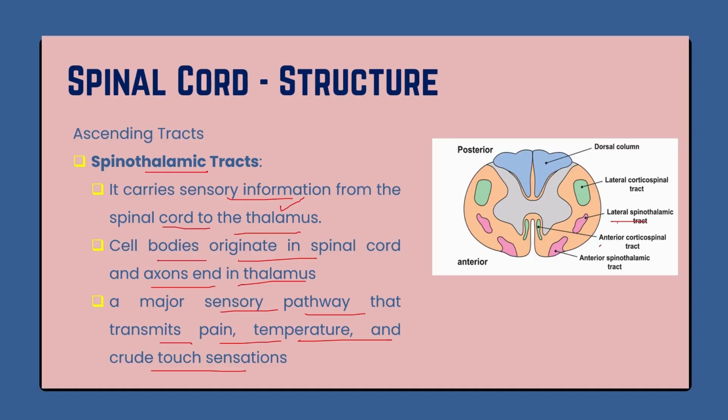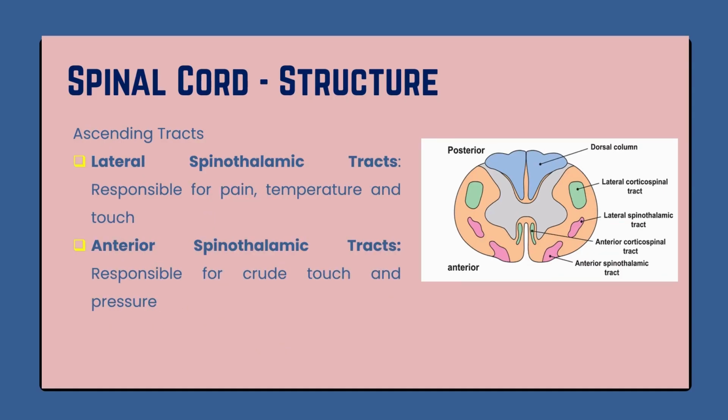Next we have the lateral spinothalamic tract, exactly the same as what we have already learned. It is taking information from the spine to the thalamus. Lateral means side, the side of your body, right? It's responsible for, again, pain, temperature and touch. Then we have the anterior spinothalamic tract, which is responsible for crude touch and pressure.